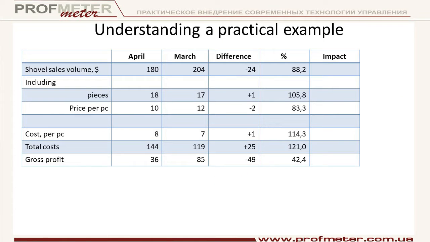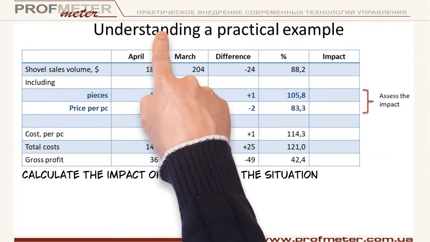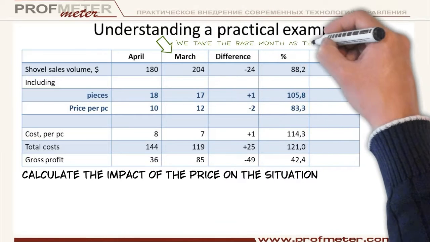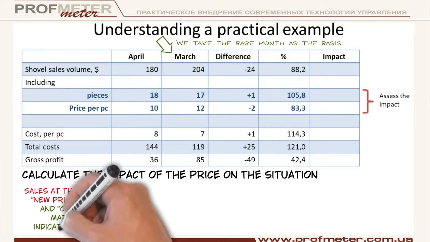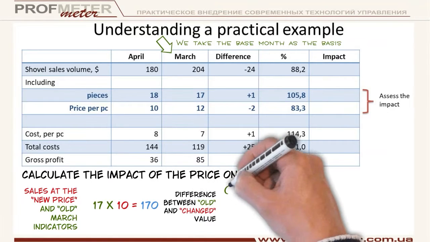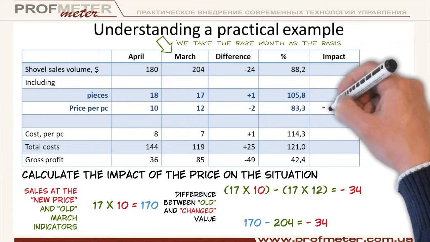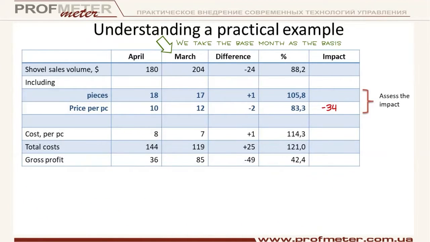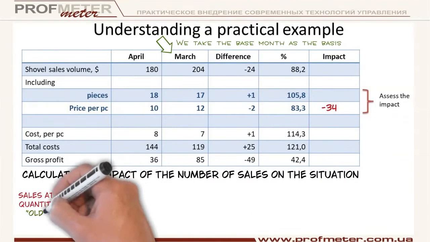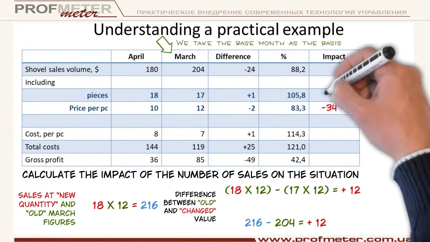To begin with, let's take only two factors, price and sales volume. Let's ask the question, what would happen if only the price changed? That is, we leave all the indicators for March, and we already take a new price. And, oh miracle! Due to the fall in prices, our loss was $34, very clear. We are doing the same trick with the volume of sales. As you can see, the increase in sales gave us a plus of $12.